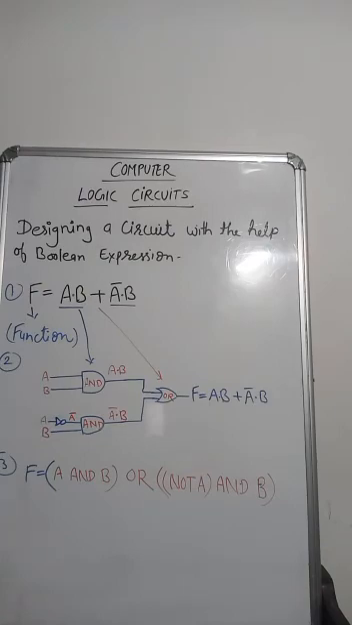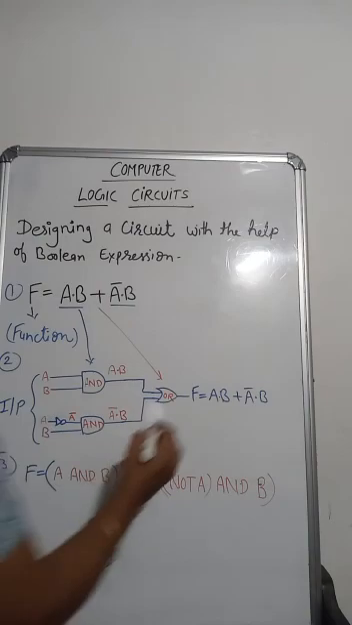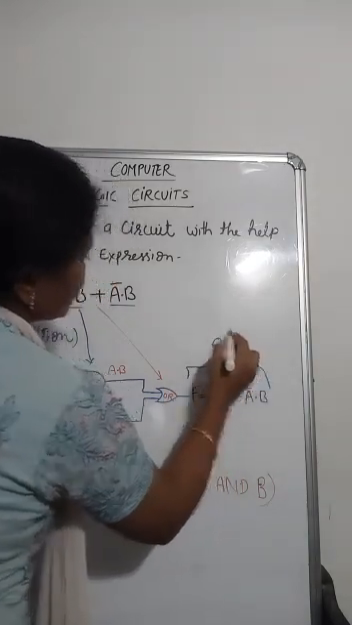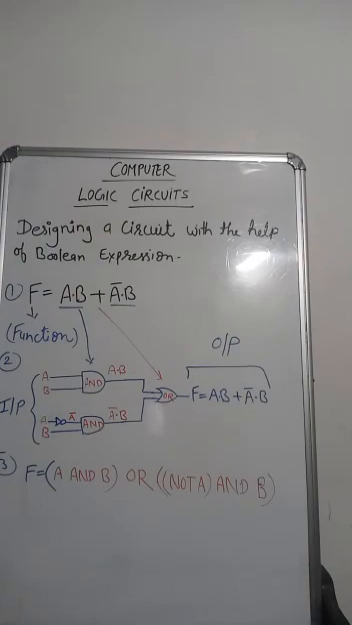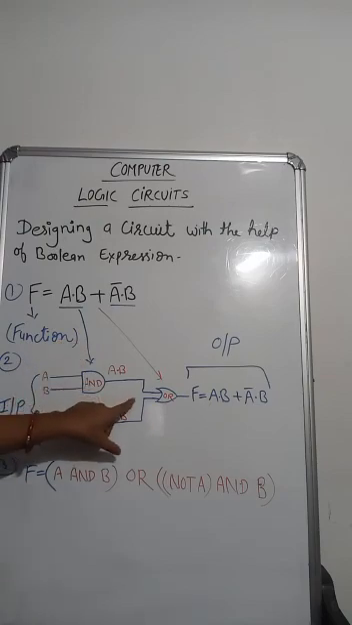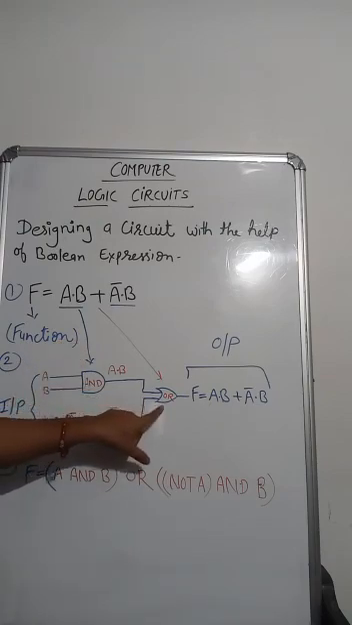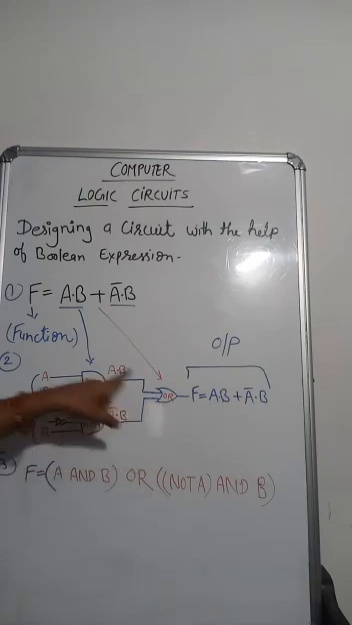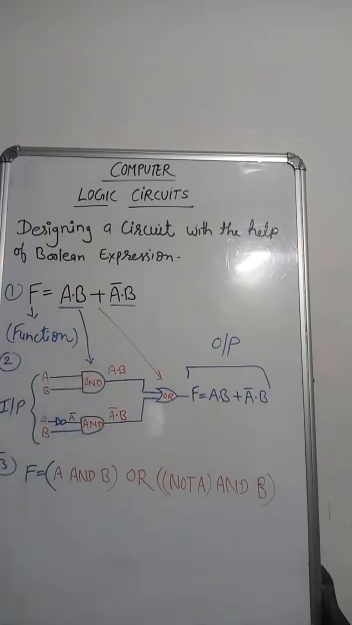Okay, these are inputs and this one is the output. The output of these two gates is an input for this OR gate. Okay, the output of one logic gate can be connected to the input of another logic gate. This is called a logic circuit. Okay, thank you class.